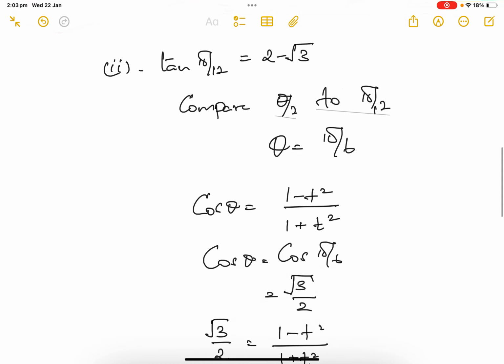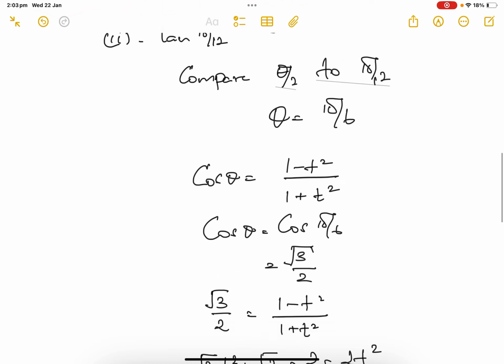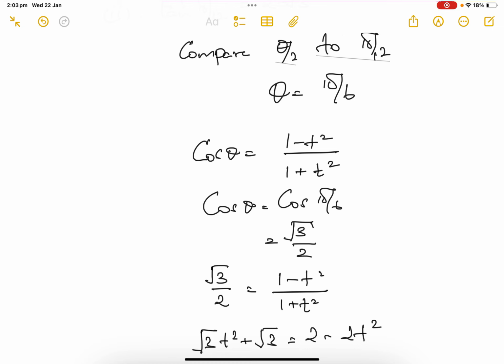But we know that in the form of theta by 2 and theta, cos theta equals (1 minus t squared) over (1 plus t squared), which is 1 minus tan squared theta by 2 over 1 plus tan squared theta by 2. So theta by 2 is pi by 12, compared with the first part, and theta is pi by 6. So we can write cos theta equals 1 minus t squared over 1 plus t squared.